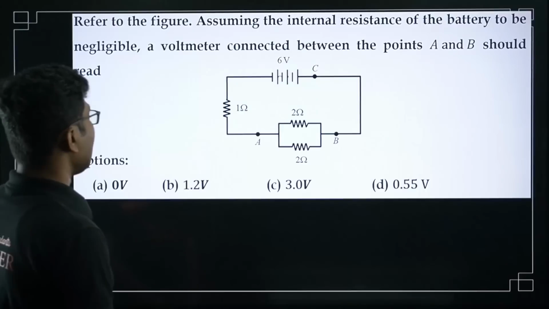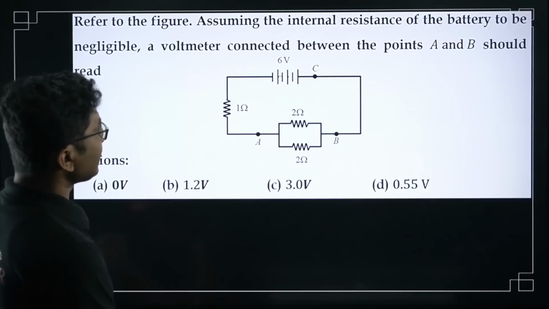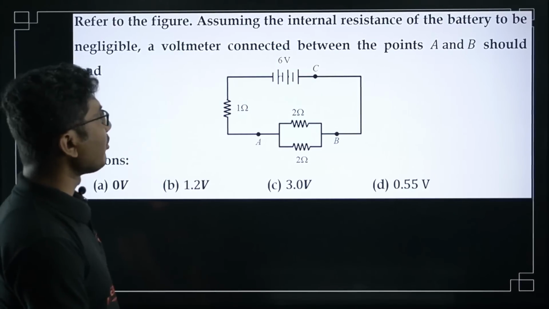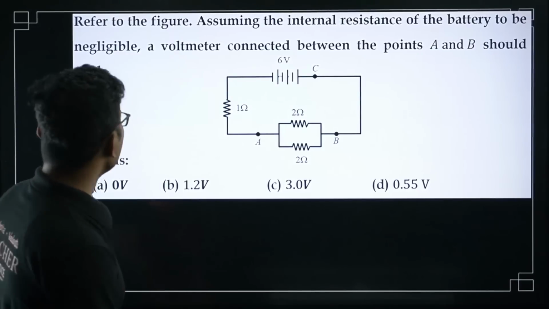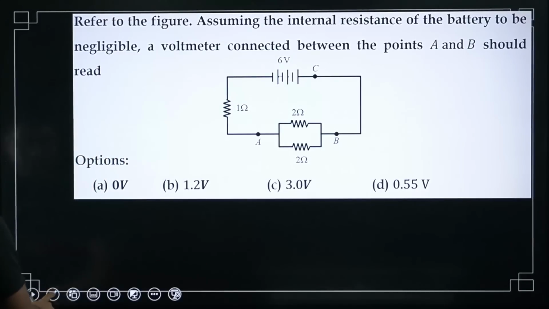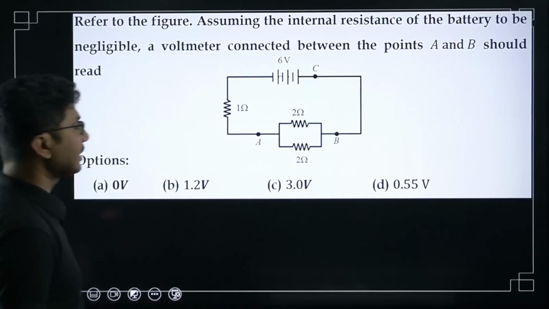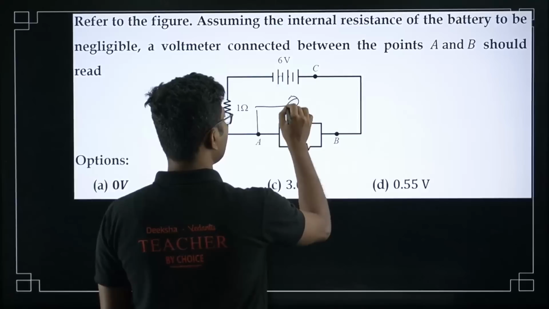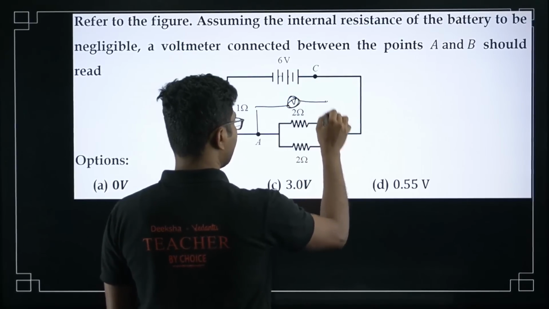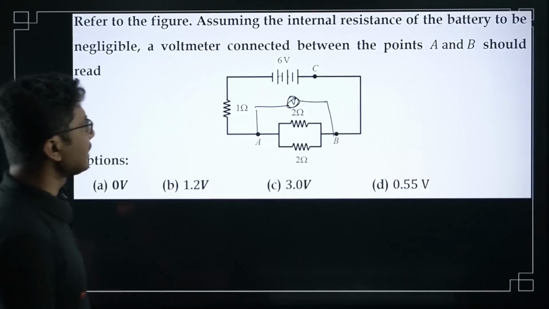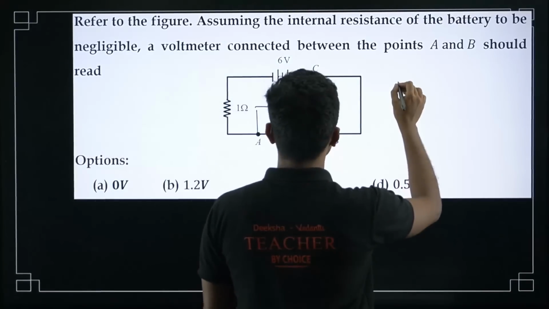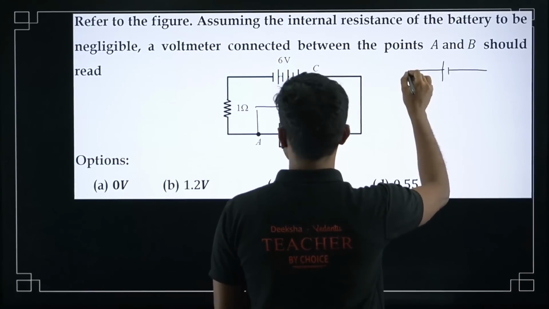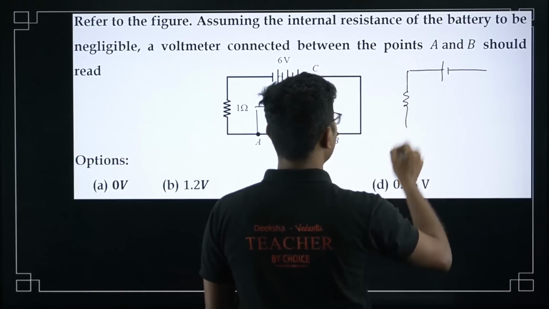Refer to the figure. Assuming the internal resistance of the battery to be negligible, a voltmeter connected between the points A and B should read. So here we have a combination connection, and if you connect a voltmeter here, what will be the reading? Easy question. First we have to find the equivalent circuit. Here we have a 6 volt battery, I am just drawing one, we have a 1 ohm resistance.